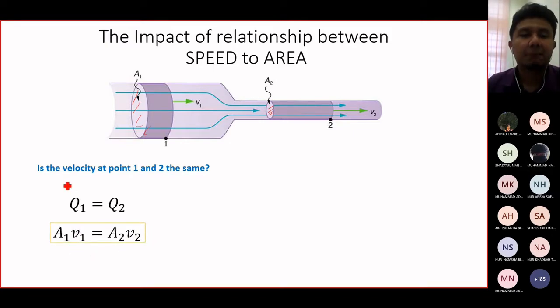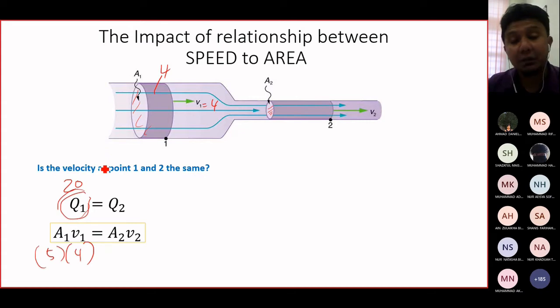Imagine, let's say the area here is 5. The speed here is 4. So we get that the flow rate is 20. But according to the equation of continuity, okay, the flow rate anywhere in the pipe is the same.